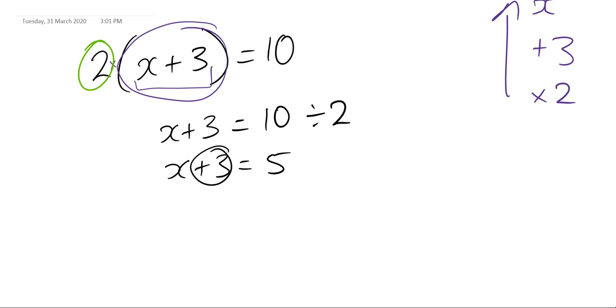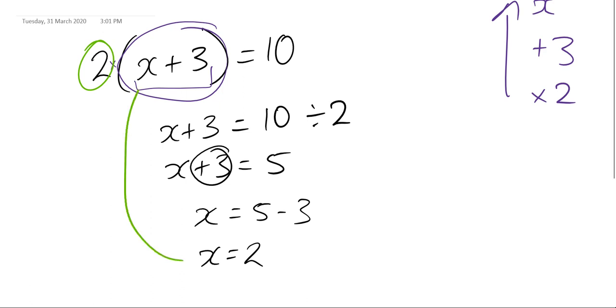And then we need to get rid of that plus 3. The opposite of the plus 3 is subtract 3. So x is going to equal 2. If we substitute that back in, 2 goes into there, 2 plus 3 is 5, 5 times 2 is 10, so that's correct. So that's one way we can do it, just peeling back the layers.